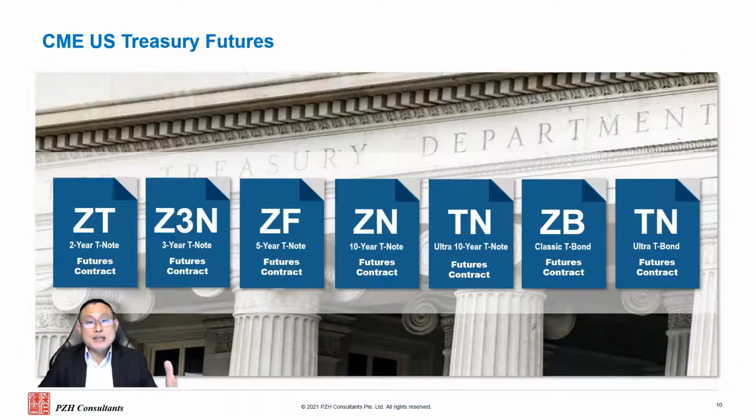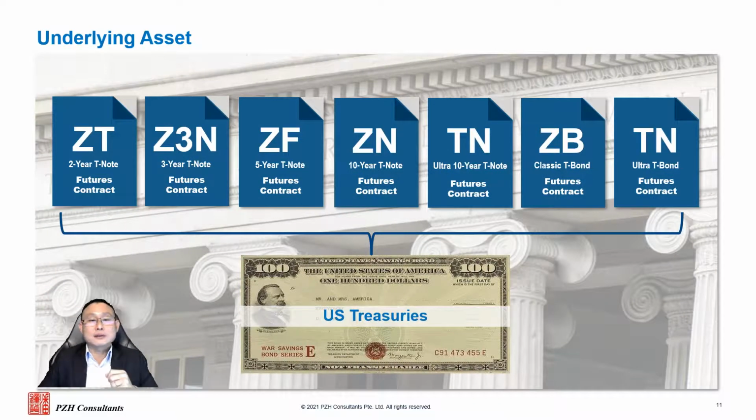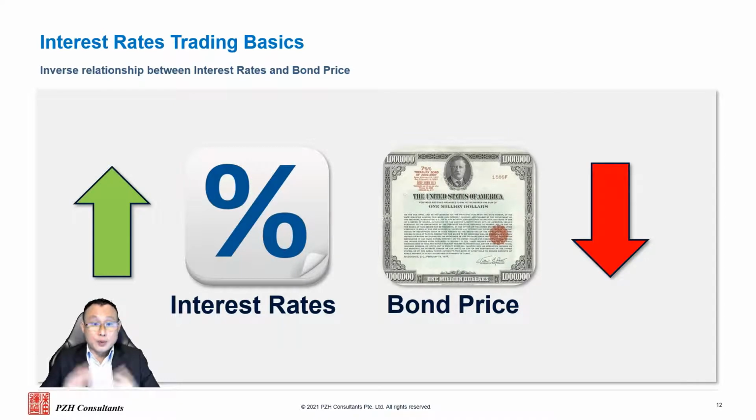So these are the following list of traditional CME US Treasury futures. As mentioned earlier, it spans from 2 years all the way to ultra T-bond. As we know, US Treasury futures are underlying all US Treasuries. So that's great, we all understand that. And as a quick refresher, as interest rate rise, bond prices drop. We know that.